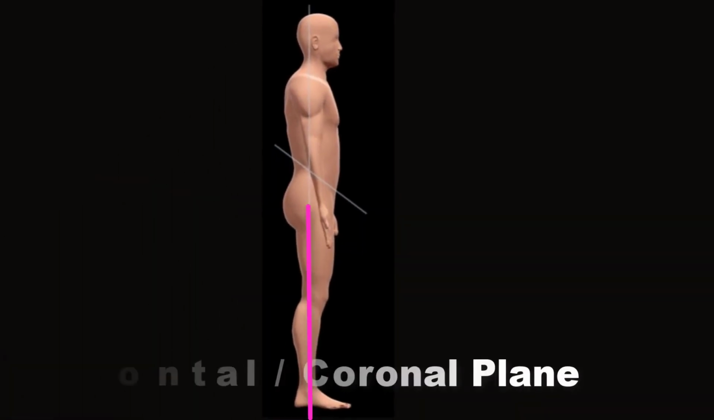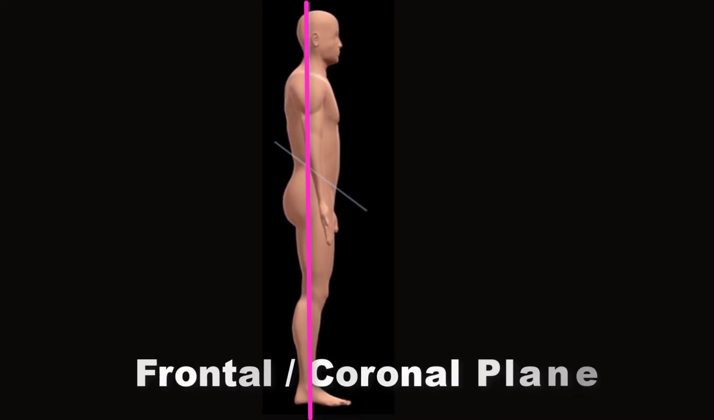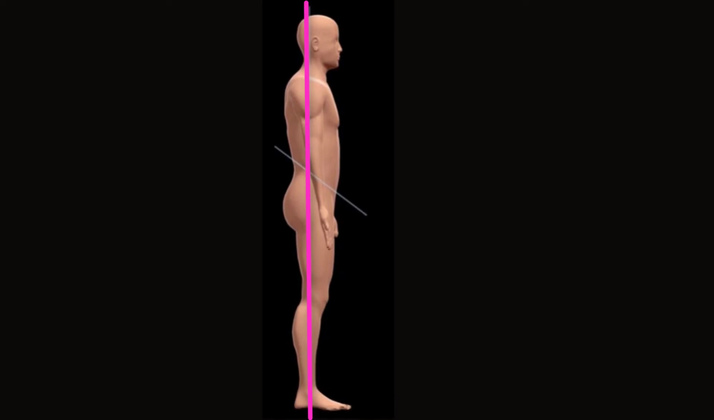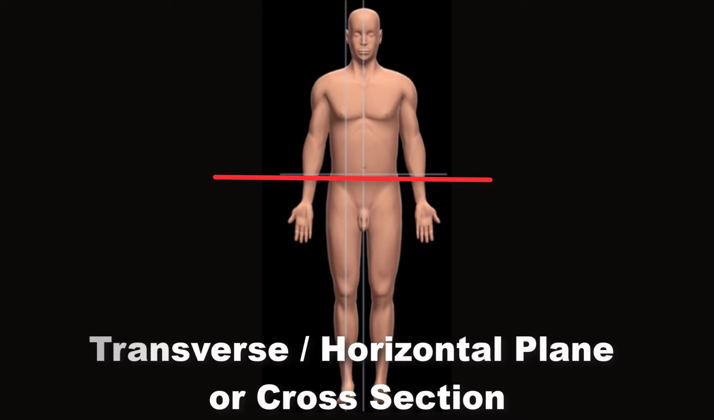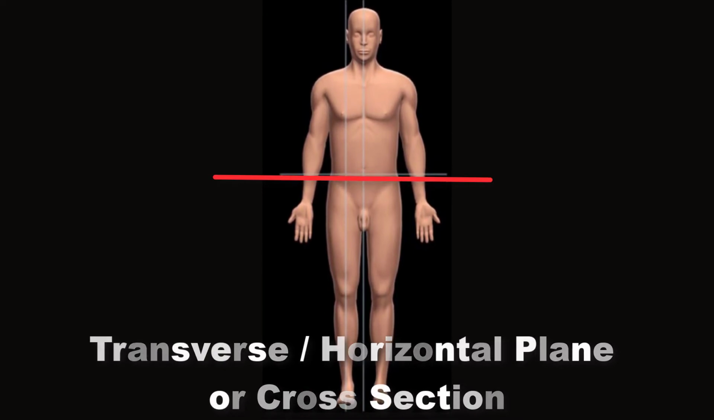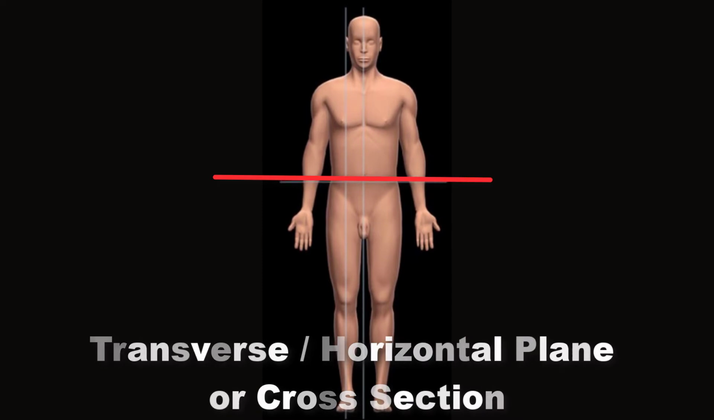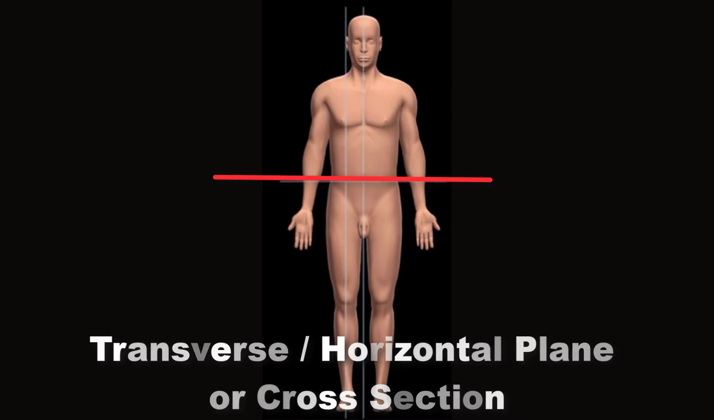A frontal or coronal plane extends vertically and divides the body into an anterior and posterior portion. The transverse or horizontal plane runs horizontally from left to right, dividing the body into superior and inferior portions. A transverse section is also referred to as a cross-section.